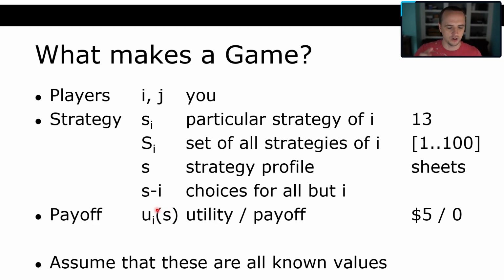Okay? And we're going to use all of these variables here to give mathematical definitions of best response and stuff. So that's what this is all for. And the payoff, or the utility, U_I of S, is the utility or payoff for player I given all of the choices of everybody in the game. Okay? So U_I of S is essentially the cell entry in the table.